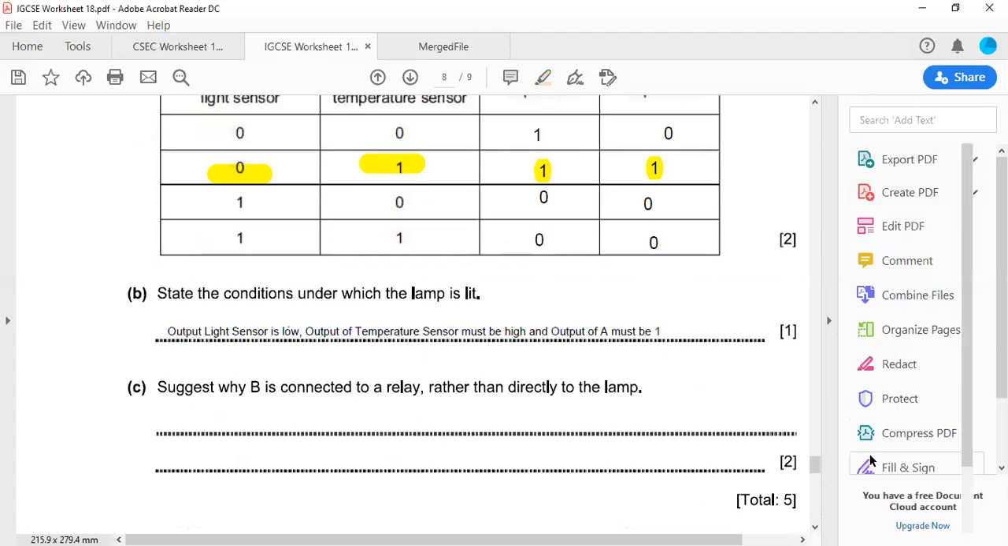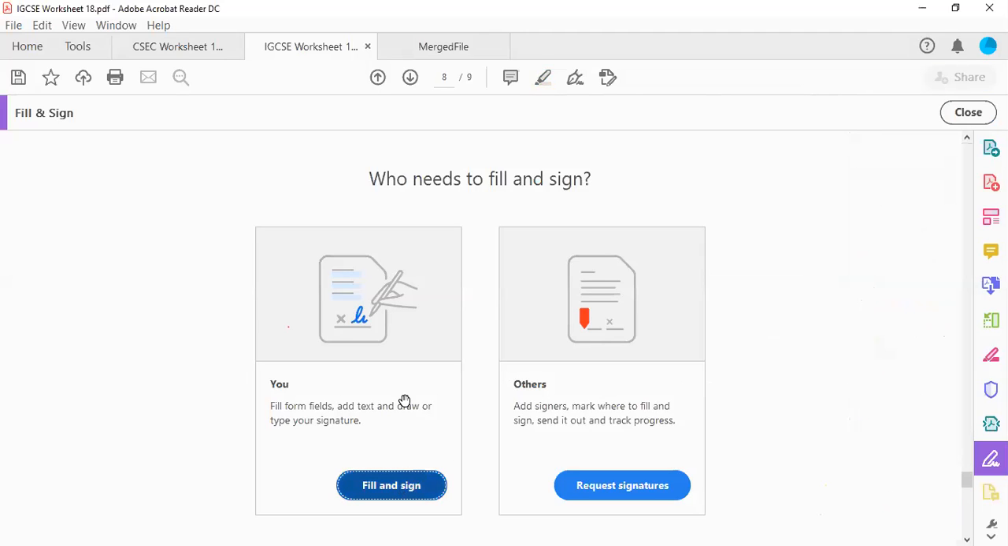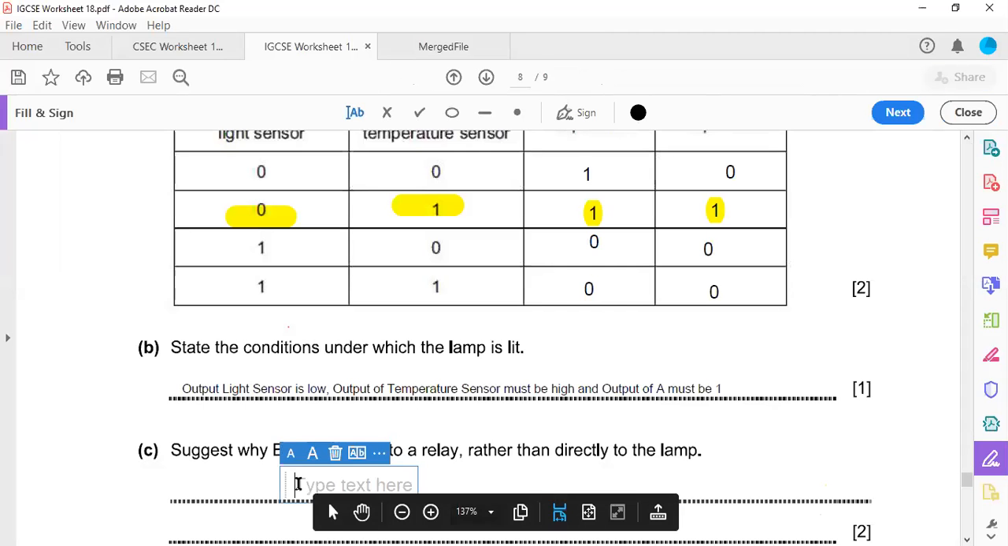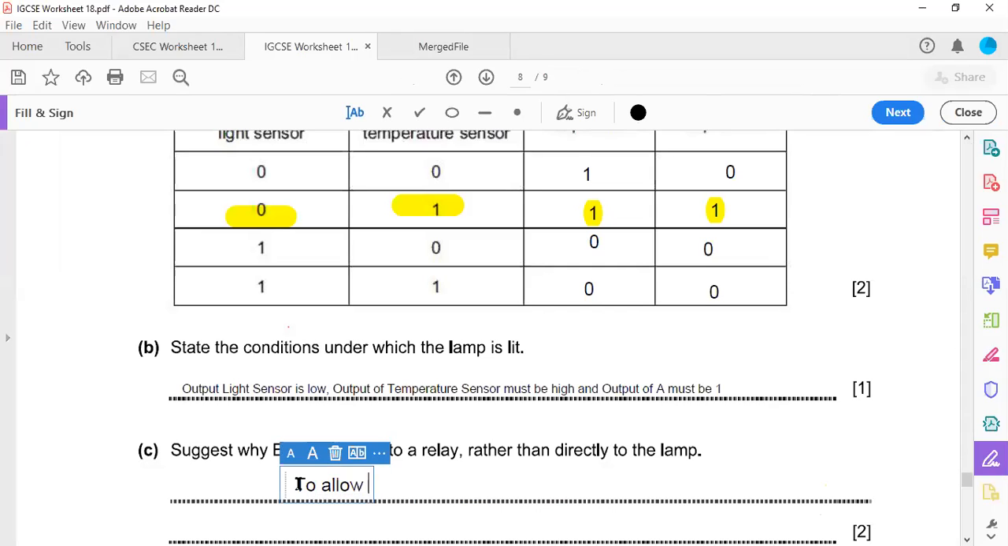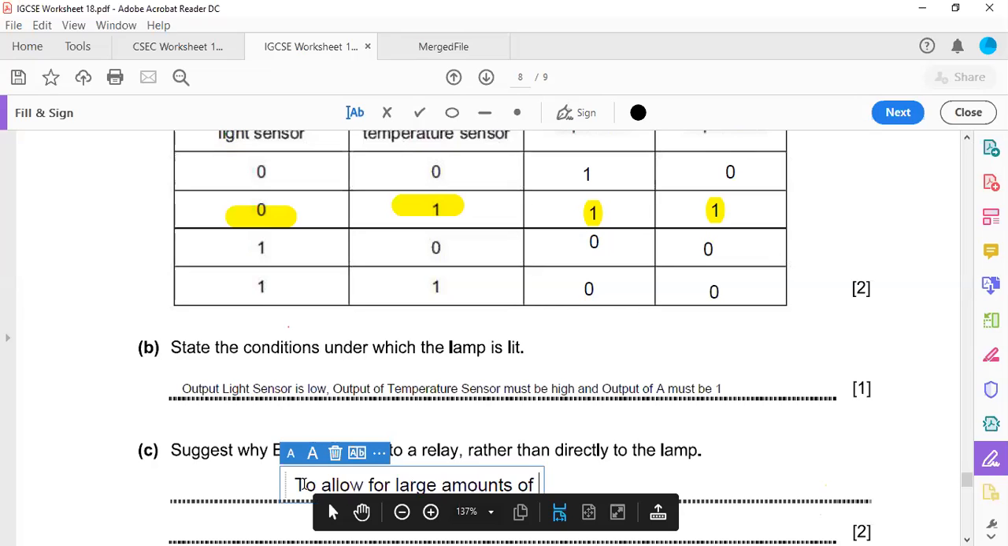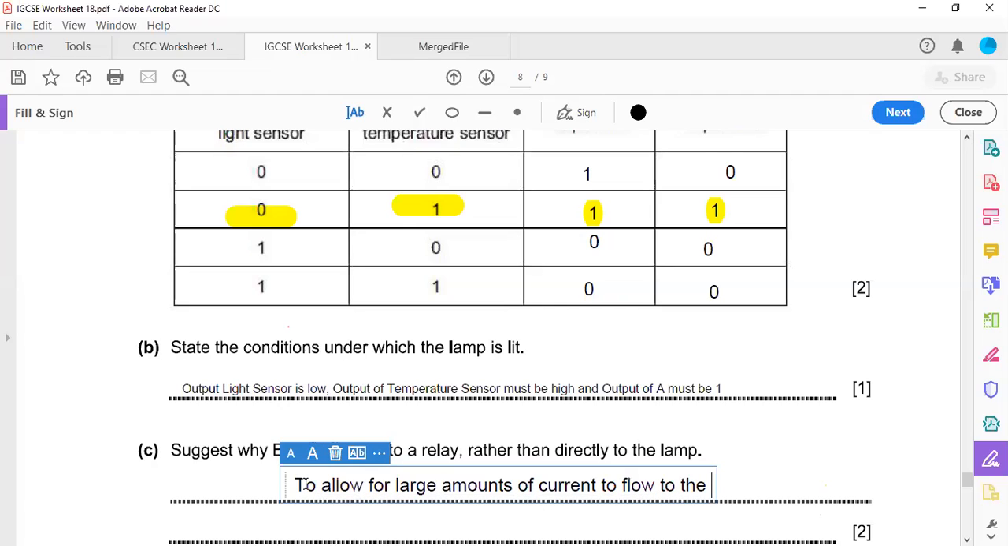Basically it is to allow for large amounts of current to flow to the lamp. Good.